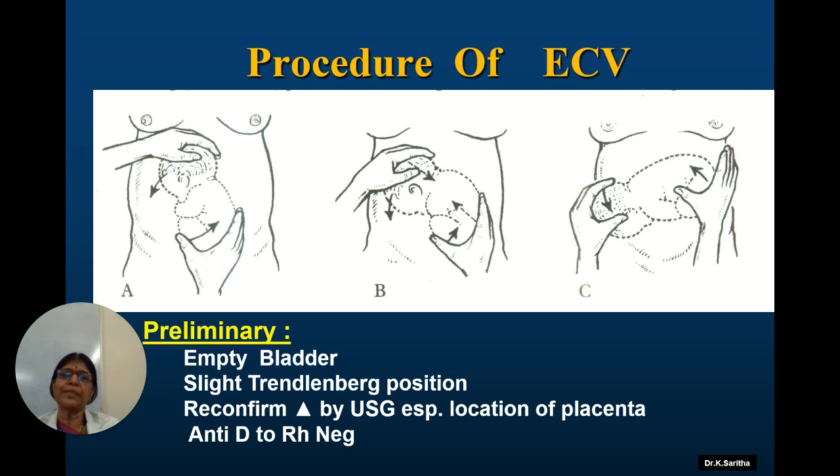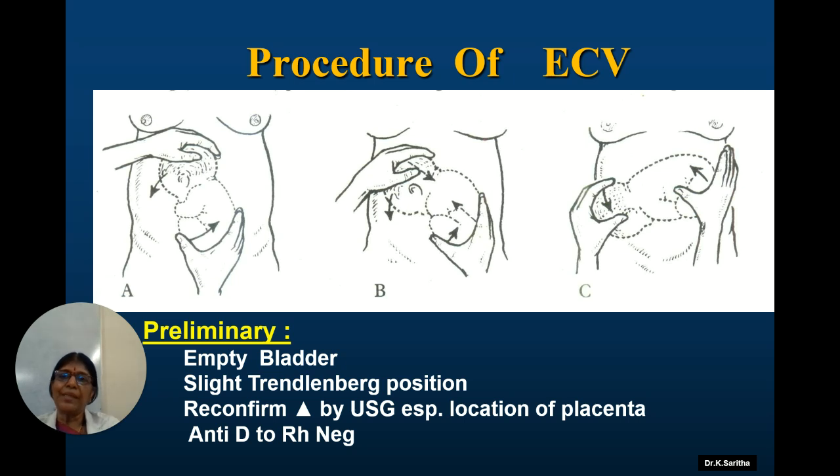You have to empty the bladder, and a slight Trendelenburg position is given. You have to reconfirm the diagnosis by an ultrasound, especially the location. You have to be very sure of the location of the placenta, and in case it is an Rh negative mother, please give anti-D.